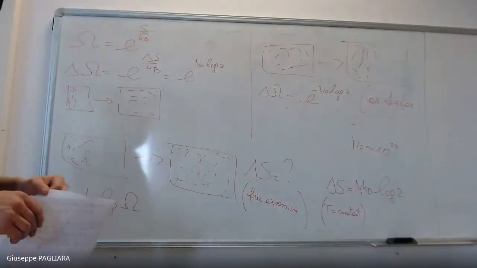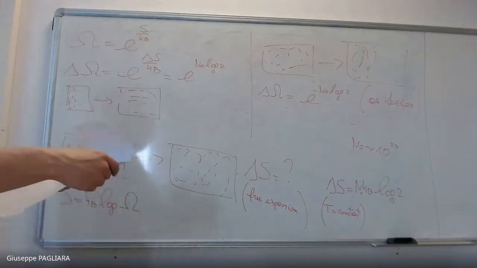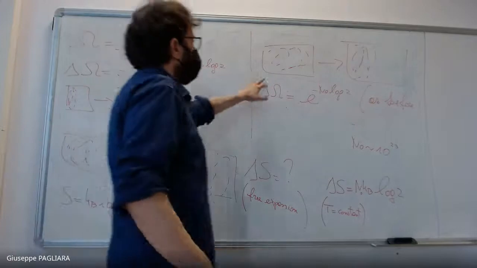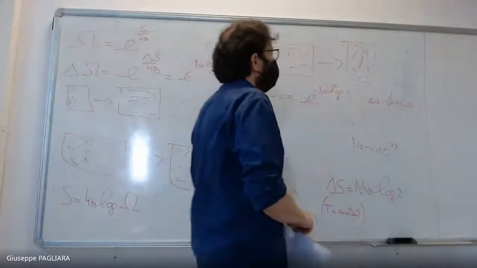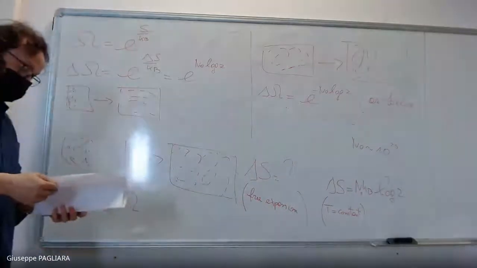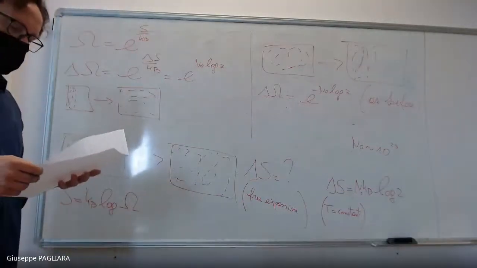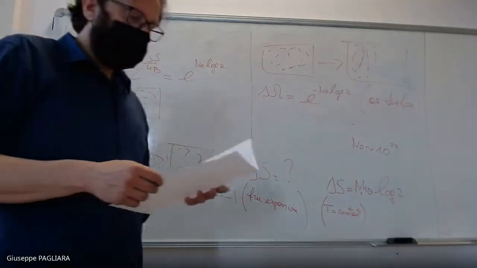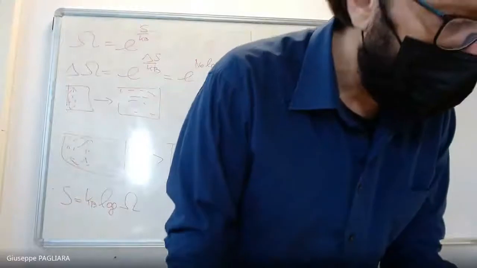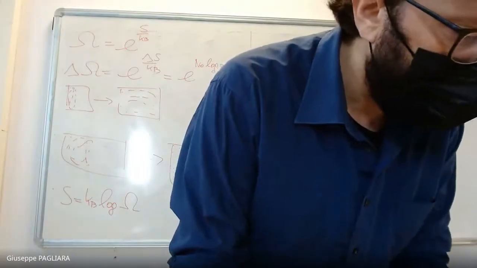In principle, one can also find how much time we need to wait until these fluctuations happen. And because of this number, basically, we find values of the order of exponential of 10 to 23 seconds, which of course is a very long time.